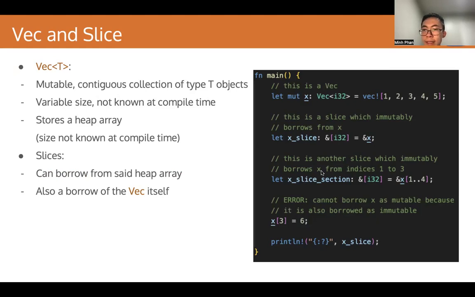And what if we wanted to create a slice into a subarray 1, 2, 3? Well, the code is also the same. We have the variable of the type slice into a collection of i32s, and we also do a borrow of indices 1, 2, 3. Similarly, from earlier, if we try to assign to x, it won't work because we already have two immutable references here to the Vec or to the heap array it contains. And so an assignment won't work.